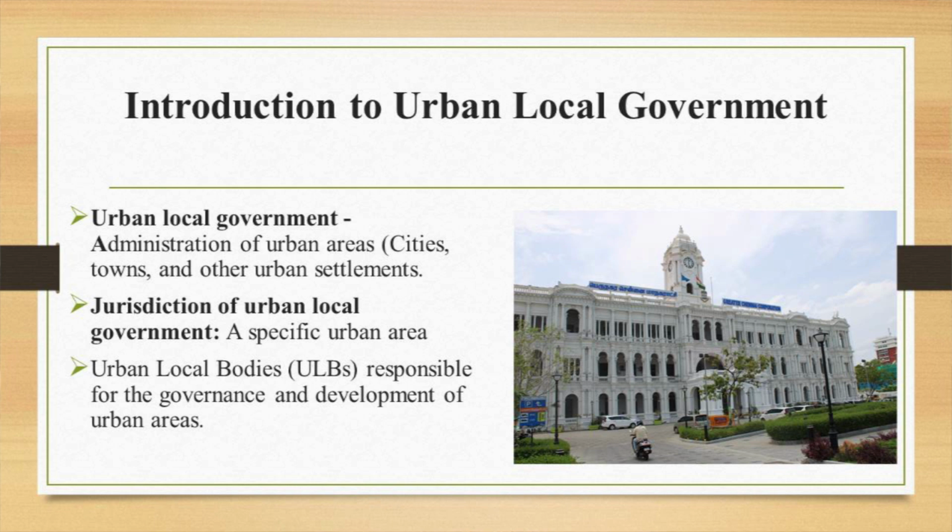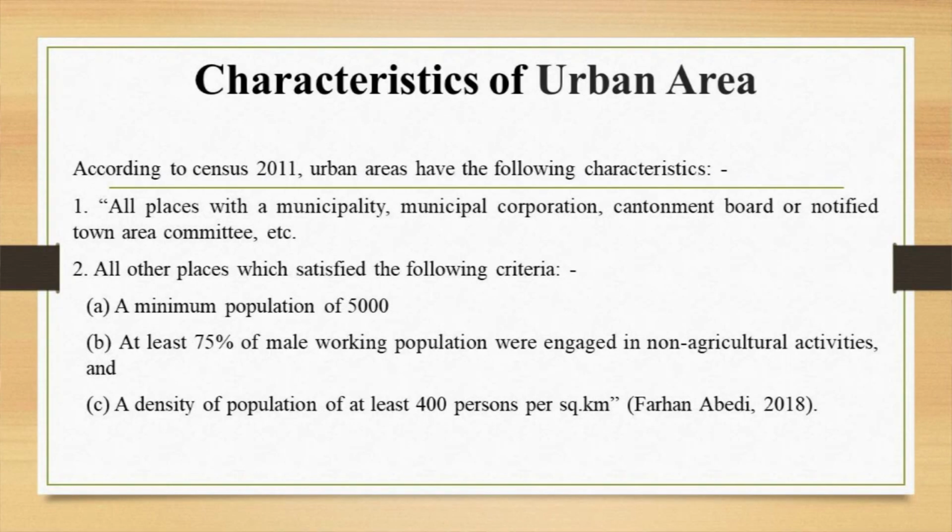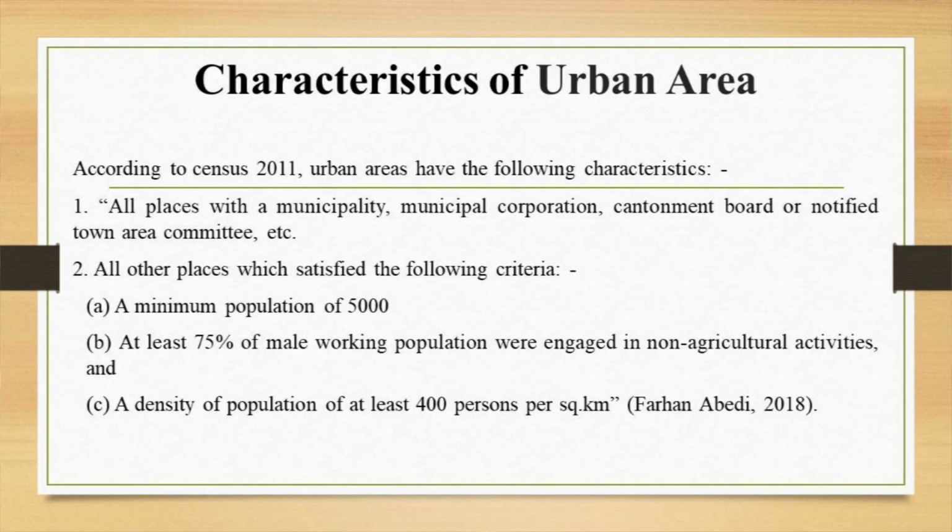Let us look at the characteristics of an urban area. According to Census 2011, urban areas have the following characteristics: all places with a municipality, municipal corporation, cantonment board or notified town area committee, etc. All other places which satisfy the following criteria: a minimum population of 5,000, at least 75% of the male working population engaged in non-agricultural activities, and a density of population of at least 400 per square kilometer.